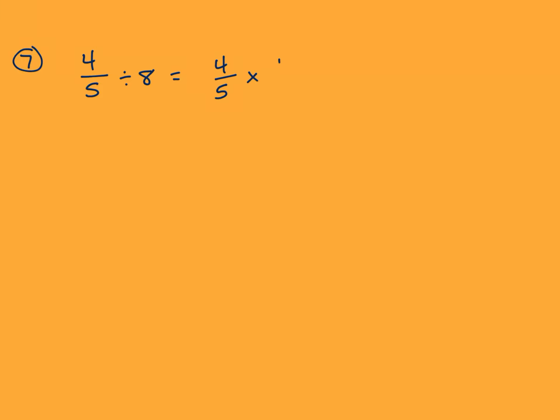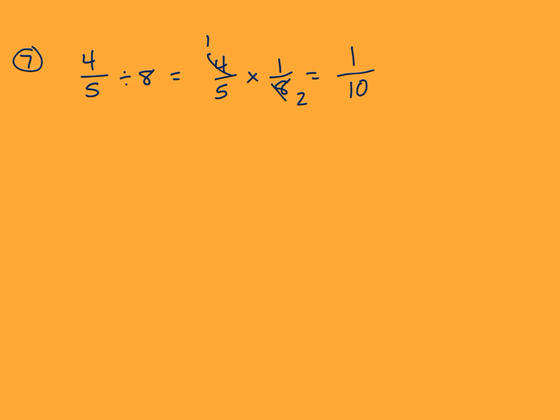Change it to multiplication and flip the second number. We can divide out the 4s. There would be 1 4 that goes into 4 and 2 sets of 4 that fit into 8. 1 times 1 is 1, 5 times 2 is 10.